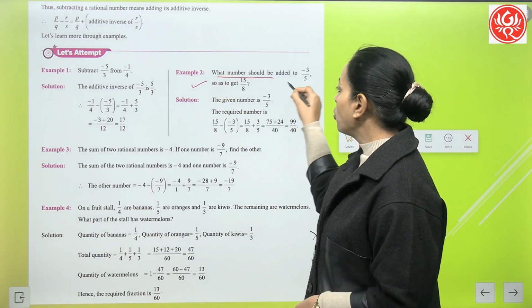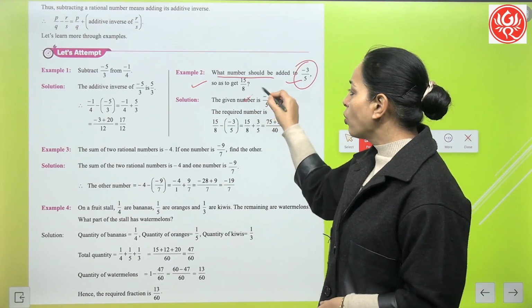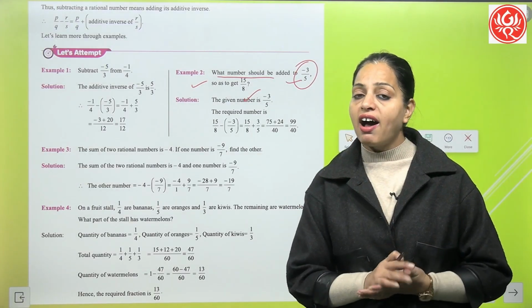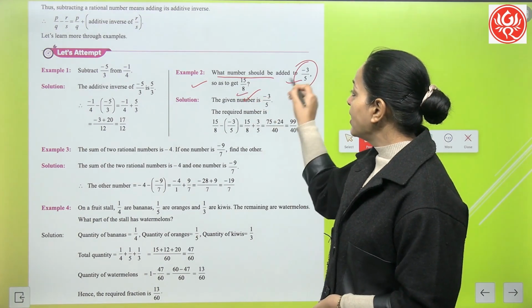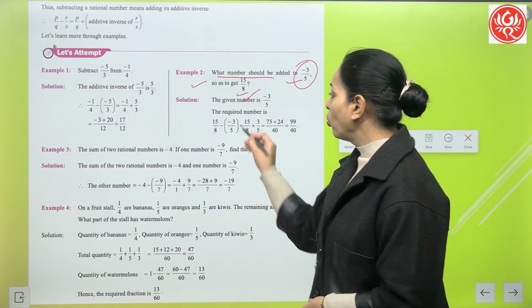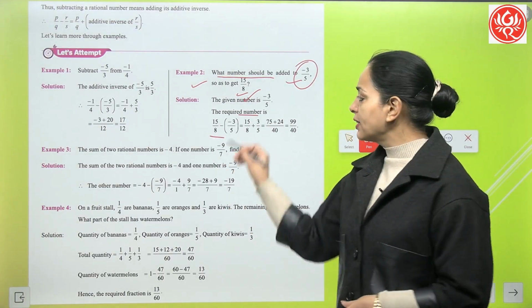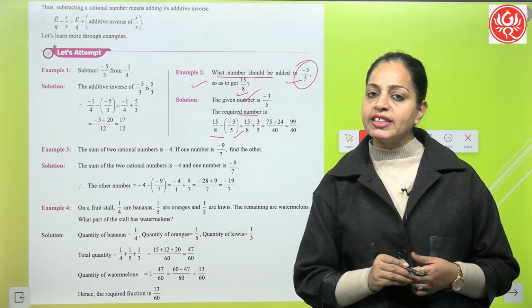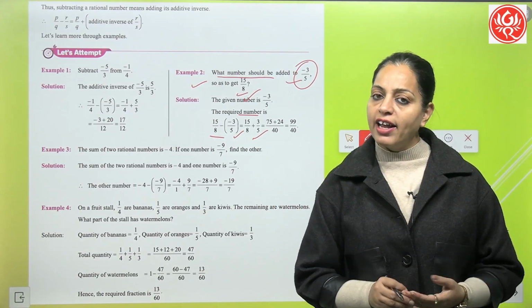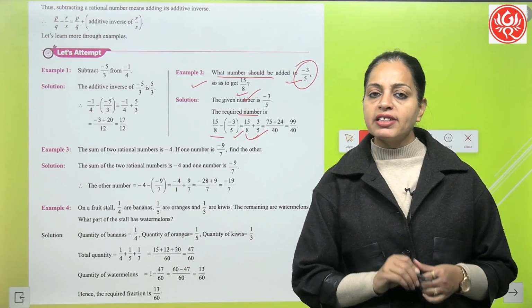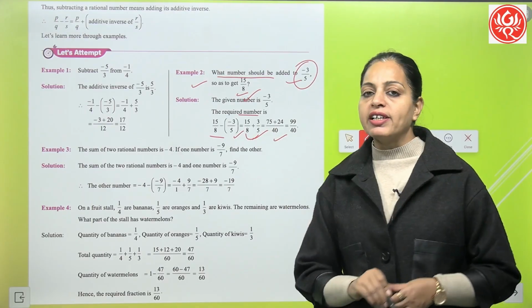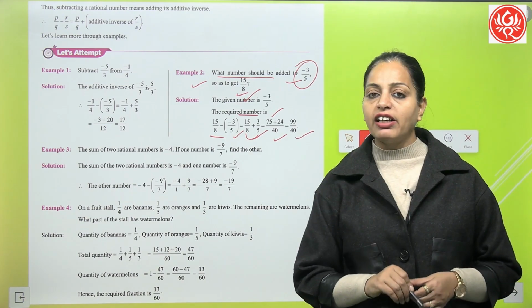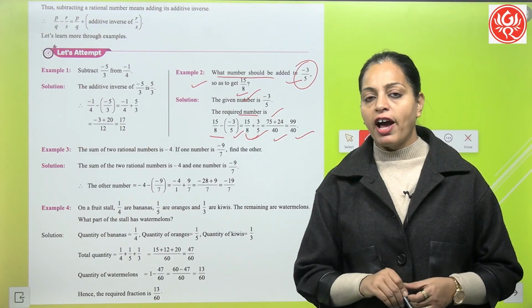Now example 2. What number should be added to minus 3 by 5 so as to get 15 upon 8? What should we add to minus 3 by 5 so that the result is 15 upon 8? It means we subtract this number from the result. So the required number is 15 upon 8 minus 3 upon 5. And how can we write it? 15 upon 8 plus its additive inverse, 3 upon 5. So now these are unlike fractions. Take the LCM of the denominators, that is 40. So now make the denominators the same. So you will get 75 plus 24. Now the answer is 99 upon 40. You can change it into a mixed fraction also.